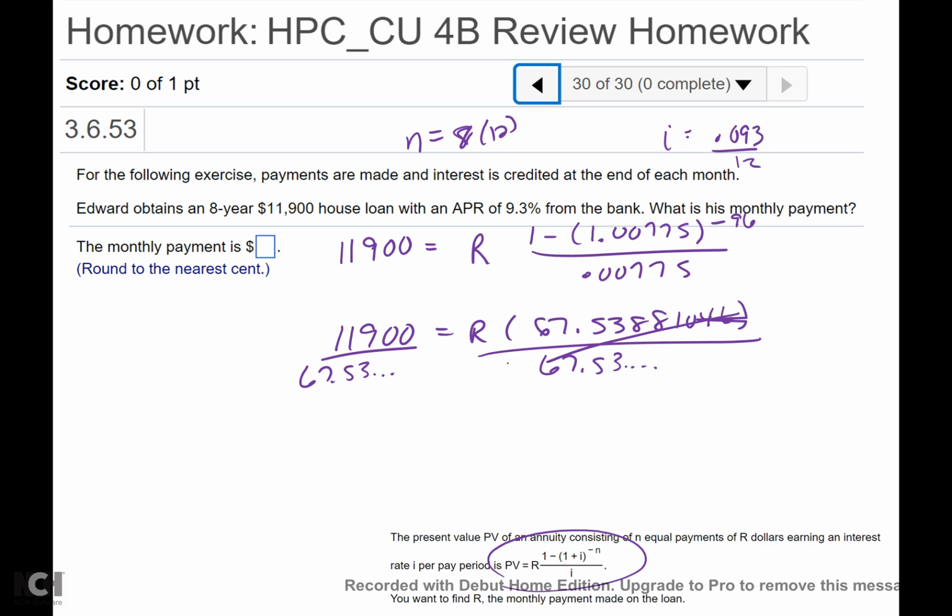So I have 11,900 divided by that answer. And the payments are going to be 176.19.